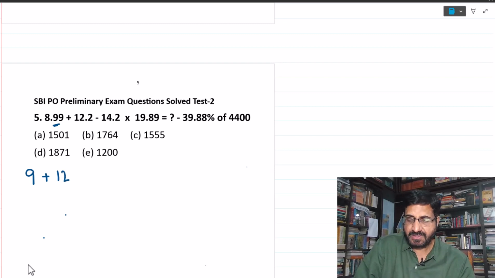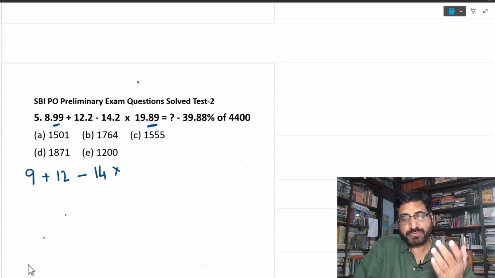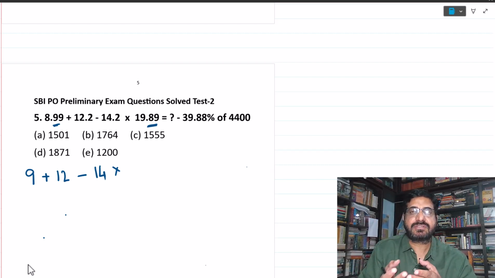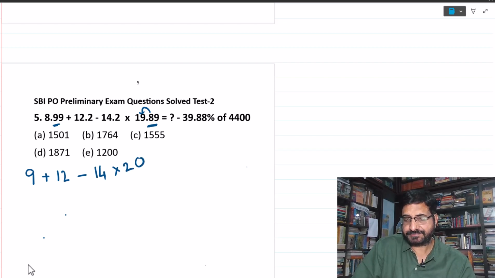This is all approximation. Minus again 0.2 can be ignored, but 0.89 is towards 1. I told you in my previous video, whenever the decimal number is more than 0.5, then take it as nearing towards 1. If it is less than 0.5, it is not close to 1. So 0.89 is close to 1, so make this 9, 10, then it will become 20. This equals question mark minus 39.88%. 0.88 is near to 1, so this will become 40.